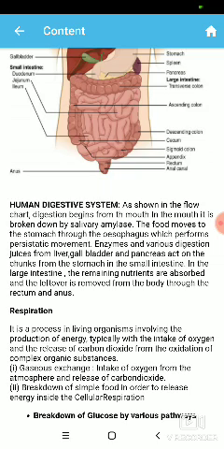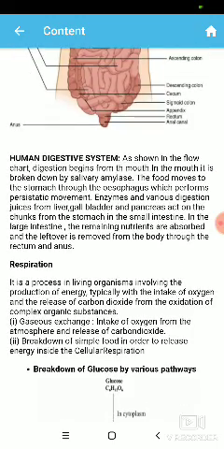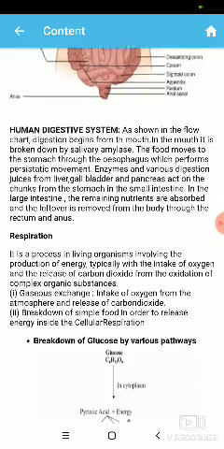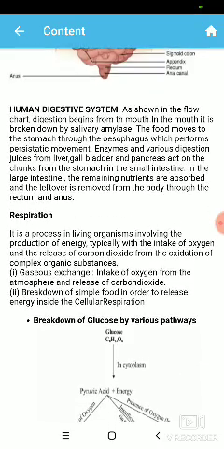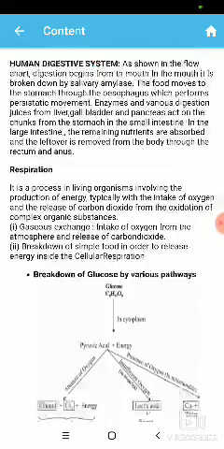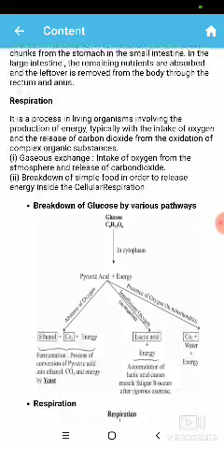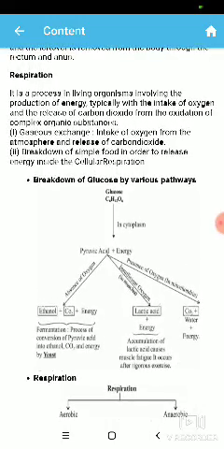In the mouth, food is broken down by salivary amylase. The food moves to the stomach through the esophagus, which performs peristaltic movement. Enzymes and various digestive juices from the liver, gallbladder, and pancreas act on the chunks from the stomach in the small intestine. In the large intestine, the remaining nutrients are absorbed and the leftover is removed from the body through the rectum and anus. Now we are going to discuss the process of respiration.